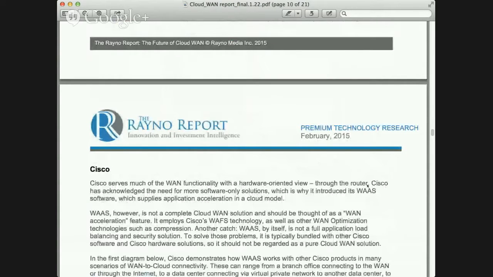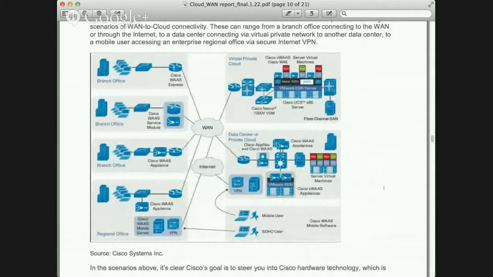This is Cisco's model, and what I observed was interesting was how much of it was connected to different devices. So you can see that Cisco's trying to move to WAN in the cloud with their so-called WAS service module and their WAS software, but you have to plug it into different places. And WAS doesn't offer all the functionality that we talked about. It offers pieces of it.